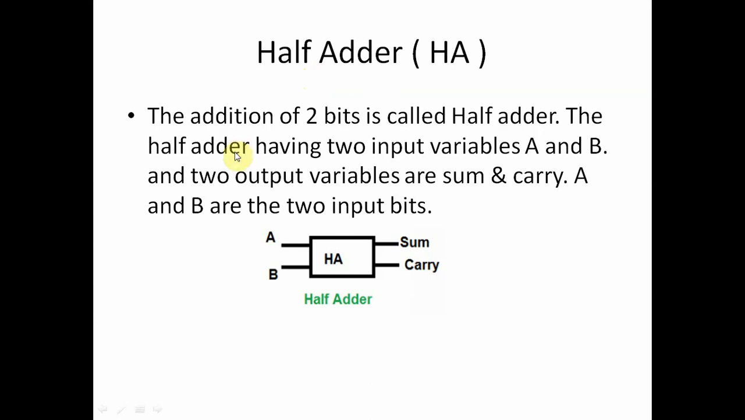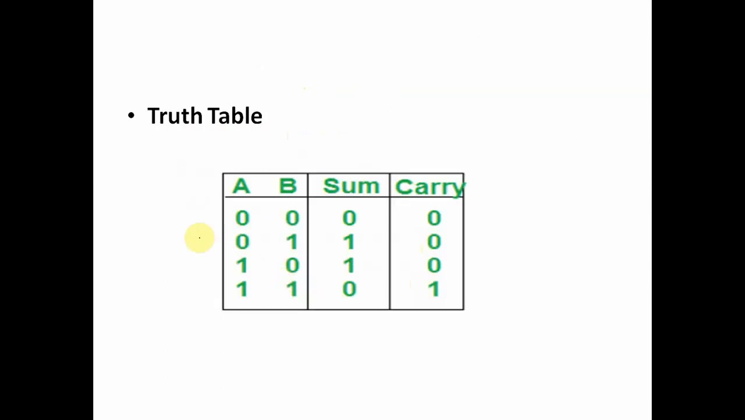Half adder is basically used for addition of two bits. This is the block diagram of the half adder. In this block diagram, the half adder has two inputs A and B and two outputs, sum and carry. How many inputs are there? Two inputs, so the truth table requires four combinations. The first combination is 0 0, second 0 1, third 1 0, and fourth 1 1.